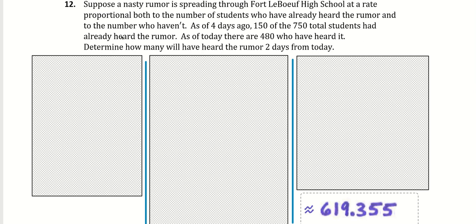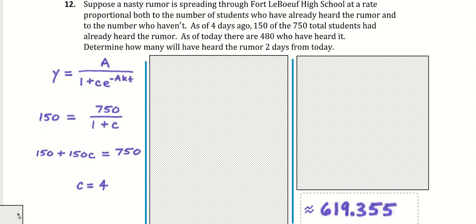Number 12. So see here, case in point. Literally it says proportional both to the number of students who have already heard the rumor. So when you see that word, proportional both, you know that it's going to be this formula, especially because of your formula sheet. Maybe I'll also mention that I think your formula sheet will include, along with the formulas, what each applies to as far as what it's proportional to.